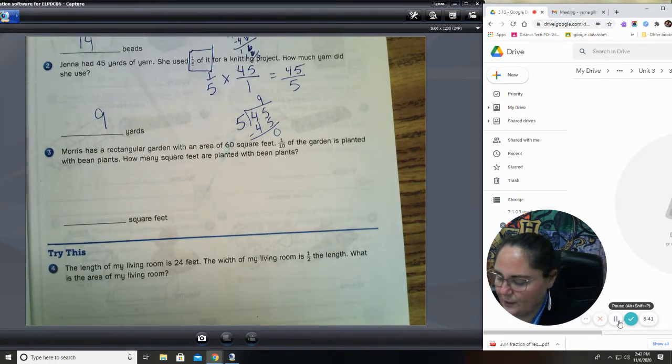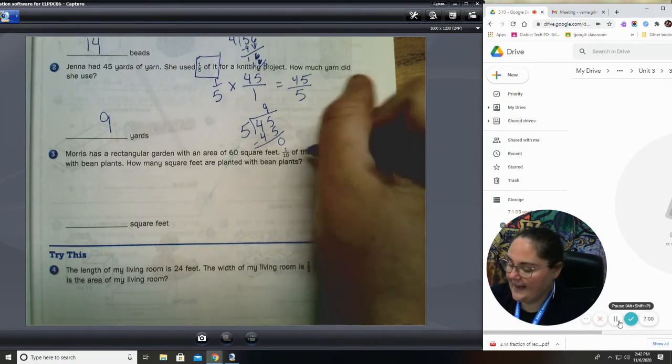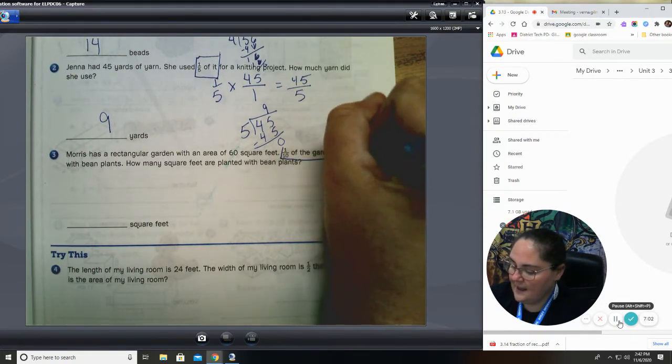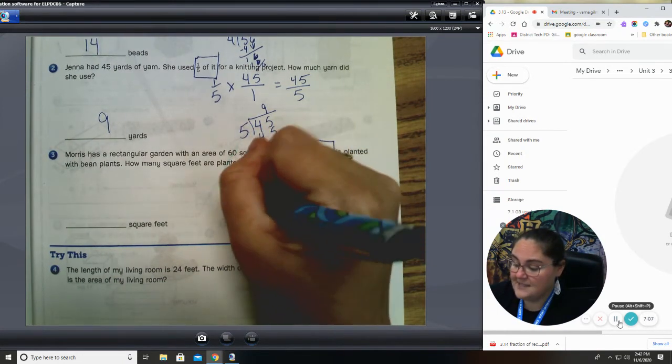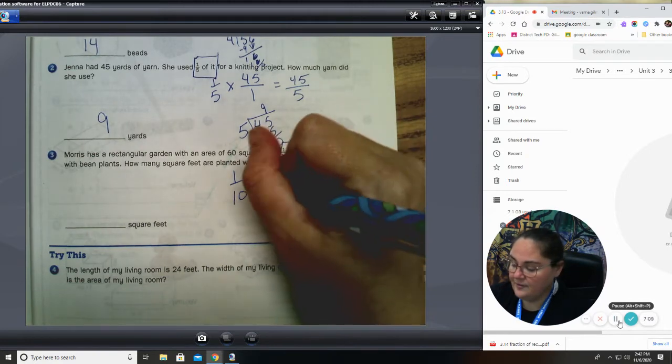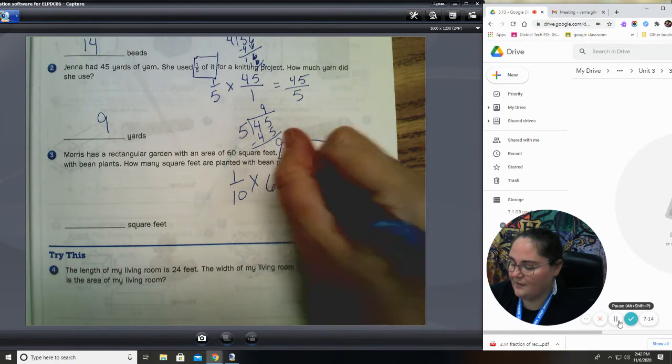Morris has a rectangular garden with an area of 60 square feet. 1/10 of the garden is planted with beans. How many square feet are planted with beans? All right. What words in the sentence help me out? Okay. I know that it is 1/10 of the garden. That will be my math problem. 1/10 of the garden is 60 square feet.